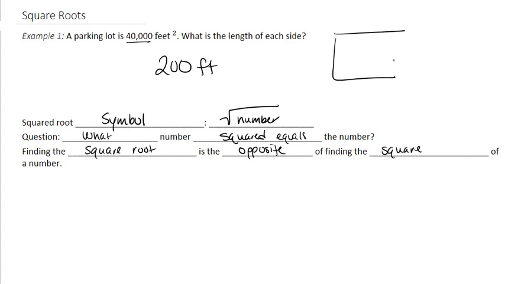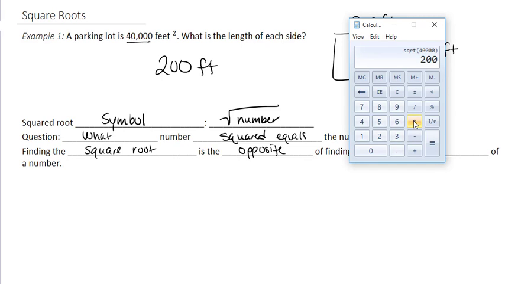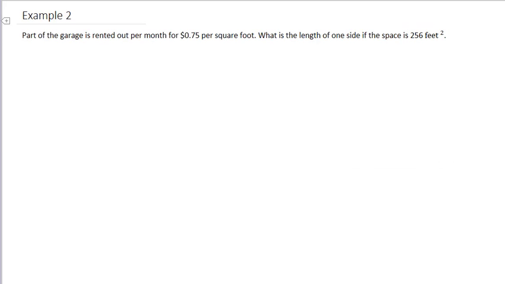So our parking lot will look something like this. This is 200 feet wide by 200 feet long. So 200 times 200. If we were to multiply this by 200, we get 40,000, which is our starting number. So we know we did it right. So now let's look at another example.